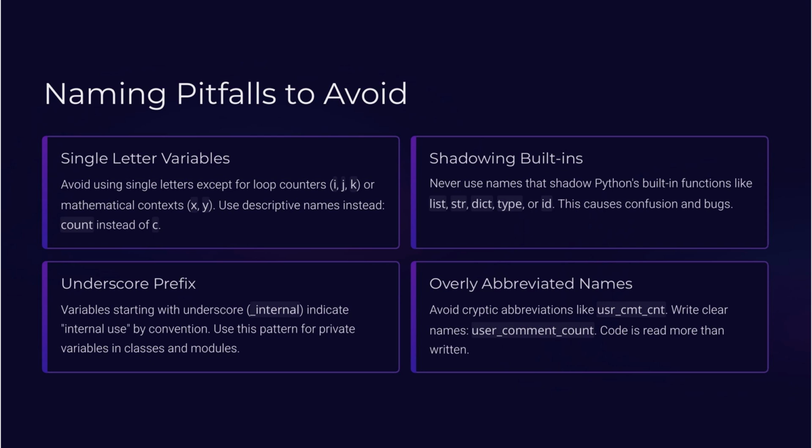Avoid single-letter variables except in loops or math contexts. Use descriptive names like count instead of c. Never shadow built-ins like list or str to prevent confusion. Use underscore prefixes for internal variables. Avoid cryptic abbreviations. Opt for clear names like user_comment_count.